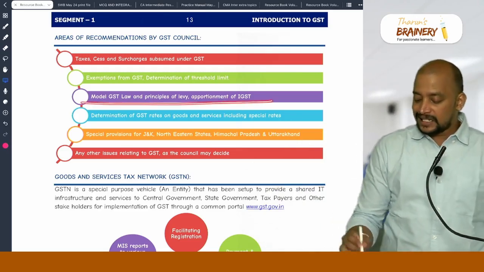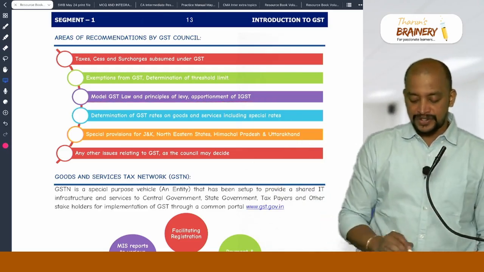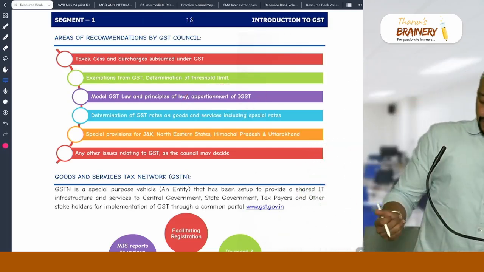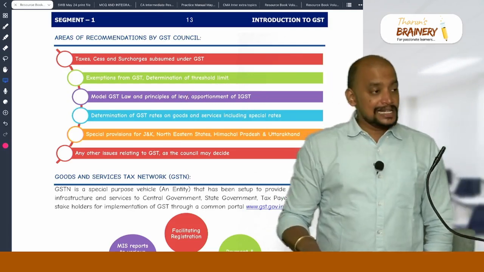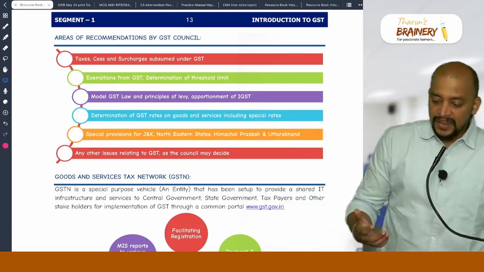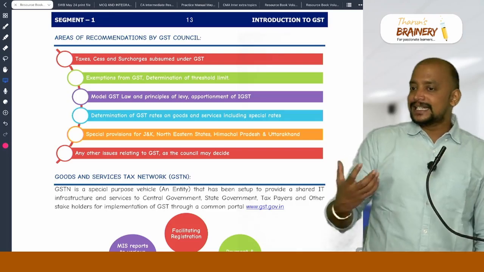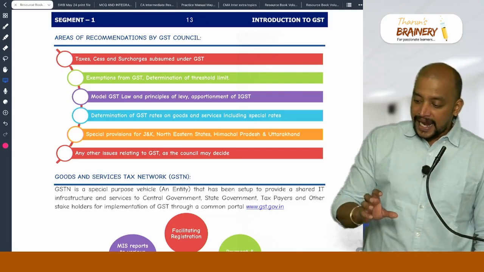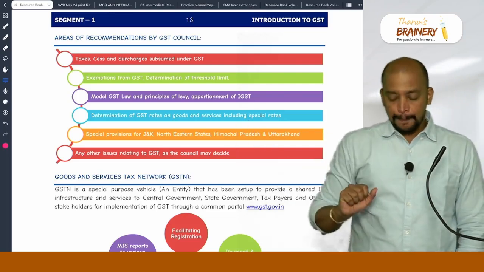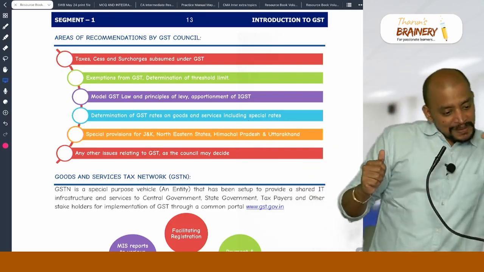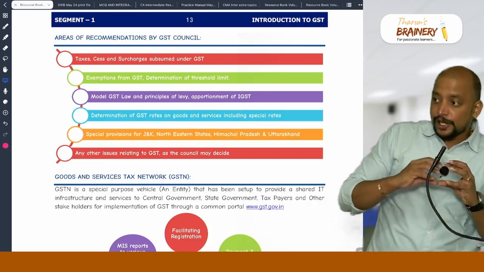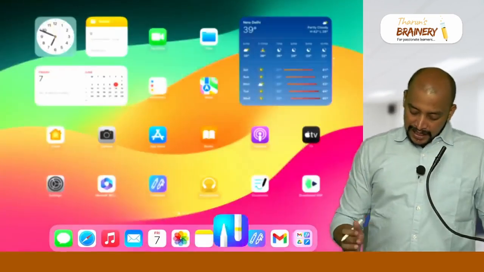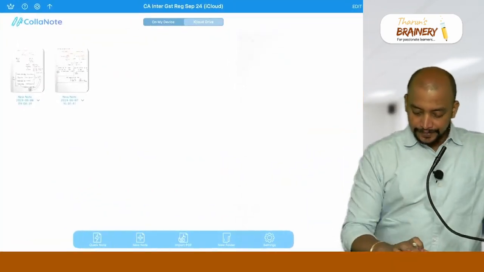And model GST and principles of levy and apportionment of GST. What is this apportionment of IGST? Apportionment of IGST arises in a situation where I have CGST credit and SGST credit, but I have IGST liability. So in this case, I will use my SGST credit for payment of IGST liability. I'm just giving you one example to understand.